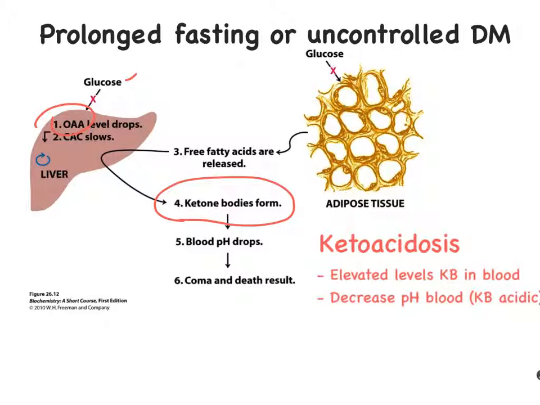So in the case of uncontrolled diabetes, remember it's the slowing of the citric acid cycle due to the decrease in available oxaloacetate that causes the ketoacidosis to develop.